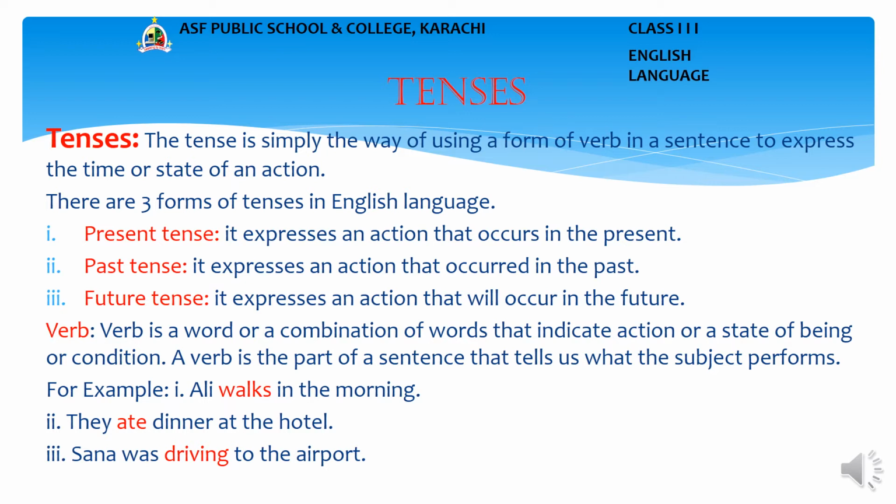Student, you have learned about verbs in your previous classes. Now I am going to review it again for you. What is a verb? A verb is a word or a combination of words that indicate action or a state of being or condition. A verb is the part of a sentence that tells us what the subject performs. For example, number one, Ali walks in the morning. Number two, they ate dinner at the hotel. Number three, Sana was driving to the airport. In these sentences, walks, ate, and driving are main verbs.